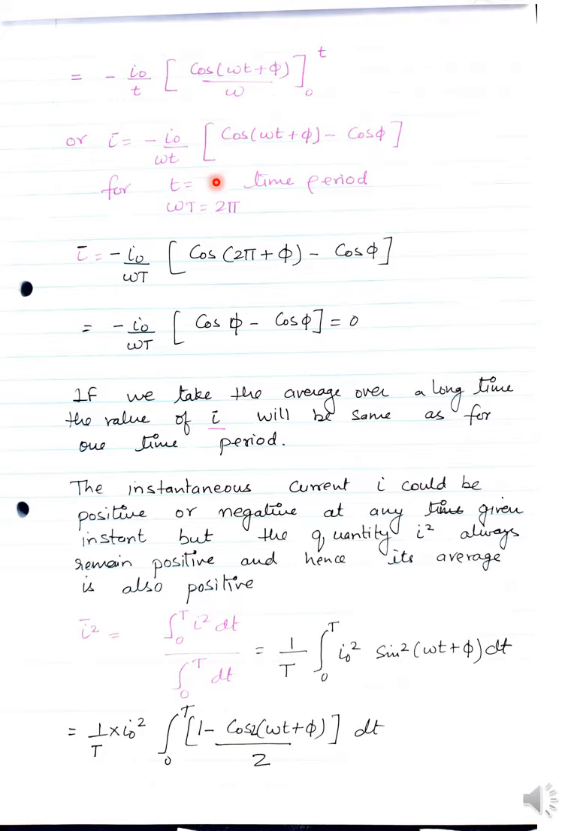For small t equals capital T, we can say omega T equals 2 pi. So when you replace it here, omega T equals 2 pi, and so t equals capital T, then it becomes 2 pi here.